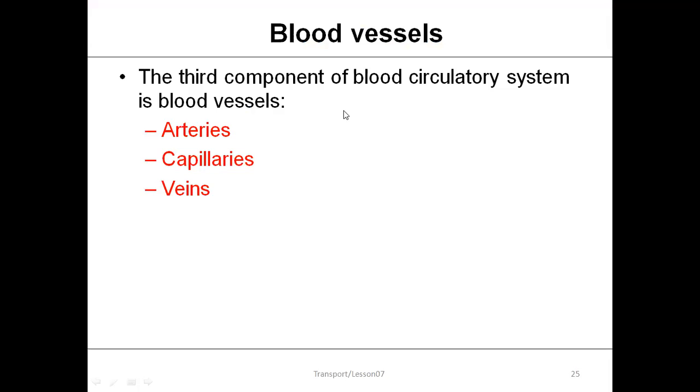The third component of the blood circulatory system is the blood vessels. The first component is the pumping organ. The second component is blood itself, and the third component is the blood vessels. The blood vessels in our body are basically three types: the arteries, the capillaries, and the veins.